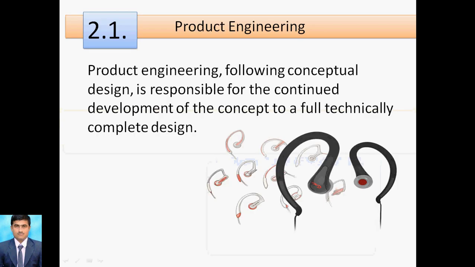So first of all, we look at the definition of product engineering. It follows the conceptual design and it is responsible to continue the development of the concept. So here the ideas go from scratch to final product, and it can fulfill the complete design.